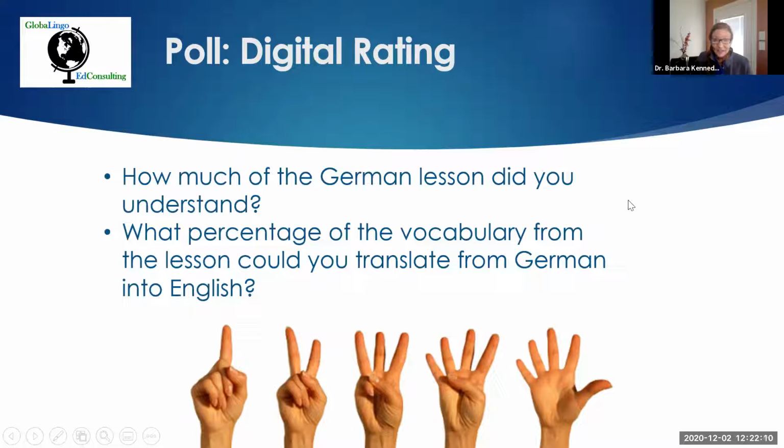When we look at the second question, it's about the percentage of the vocabulary you could translate from German into English. So it's a little more of a productive skill, right? You would have to be able to produce the words. And we can see that the 100% is a little lower. That 75% is about the same as it was for the listening. And then the rest is lower.